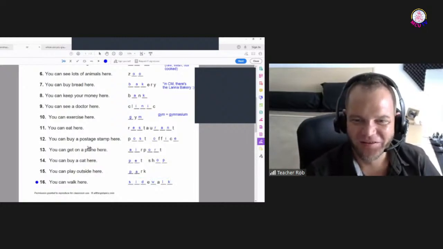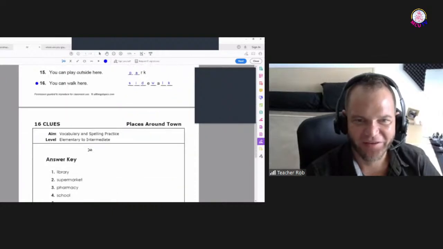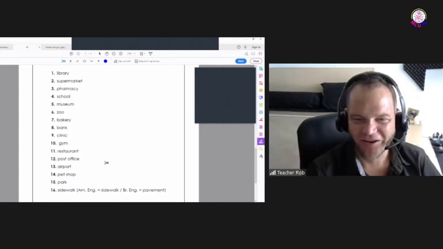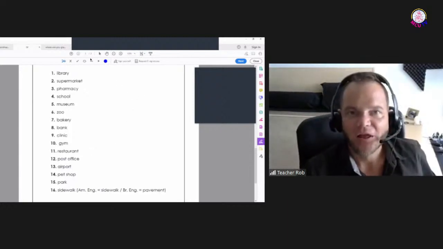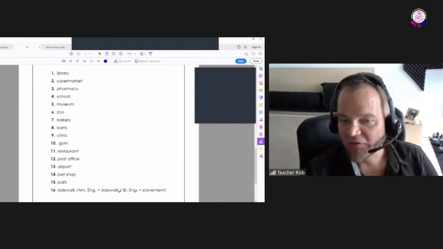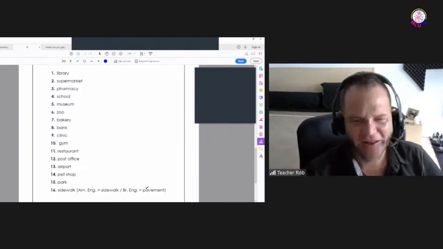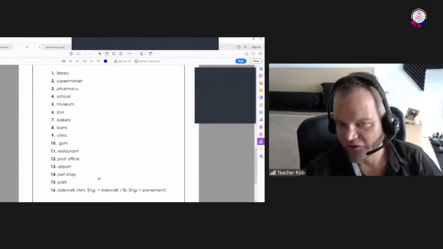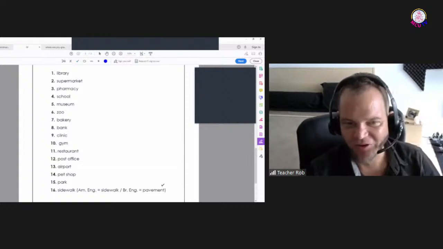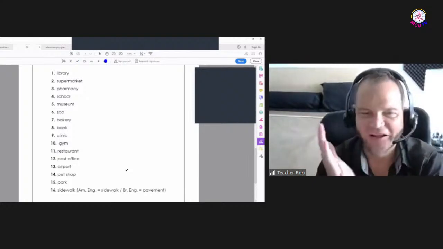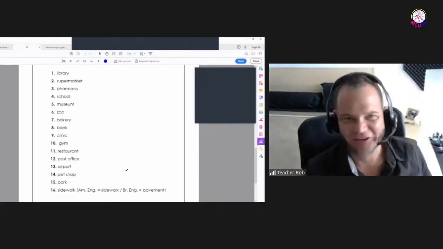Good job, guys. I think the answer key is all on the back side here. So here are all 16 of the right answers. It looks like we got them all correct. I forgot about one thing. The American version, where I'm from, is sidewalk. If you're in England, British people actually call it pavement. Now that has a different meaning in America. So you can either call it a sidewalk to sound American or a pavement to sound British. Well done with that, guys. 16 places around a town.